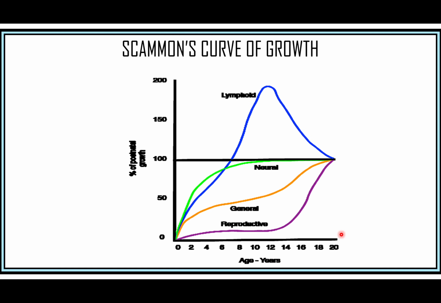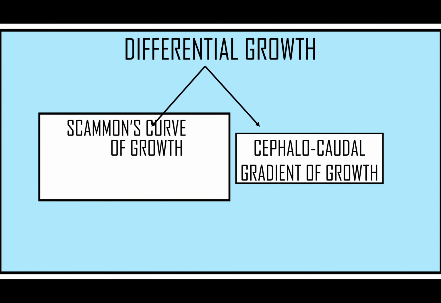There are comprehensive curves of growth. This is the lymphoid tissue, and this is the Scammon curve of growth for neural tissue. The orange one represents the general tissue, and the purple curve represents the genital tissue. As you can see, there are totally different curves of growth, and that's the reason why Scammon classified the body into 4 categories based on the growth rate.